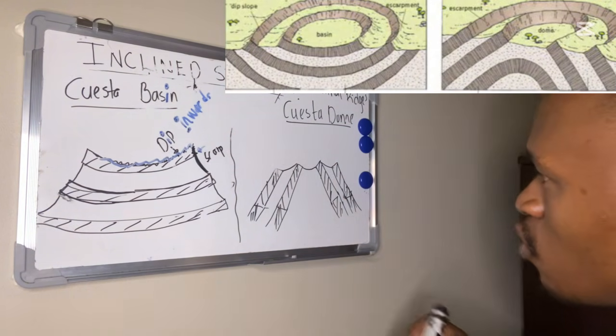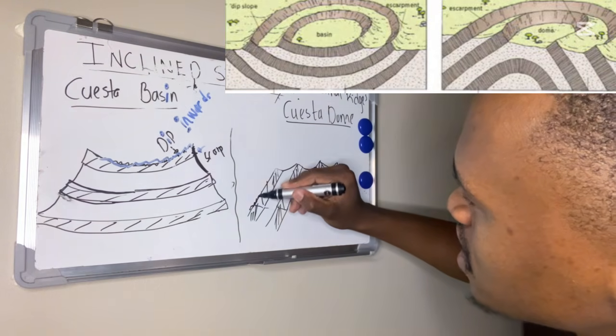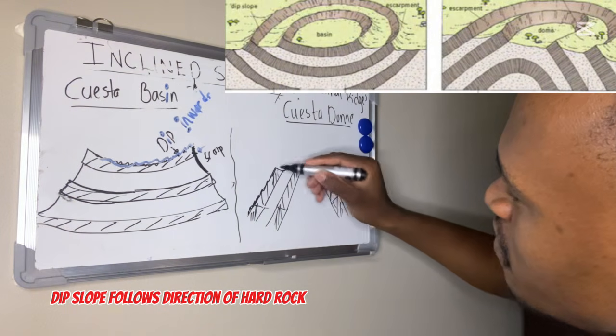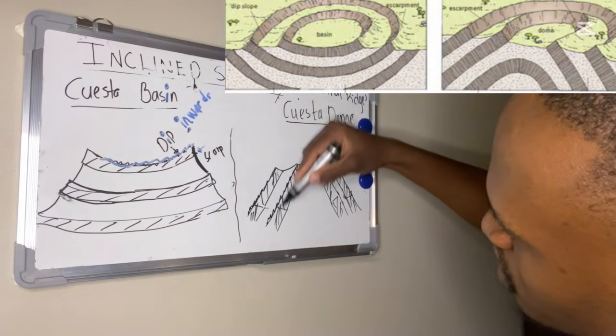Let's go to our dome. I told you the dip slope is above the rock. This is the hard rock, right? Dip slope is above the rock. This is on top of it, right?